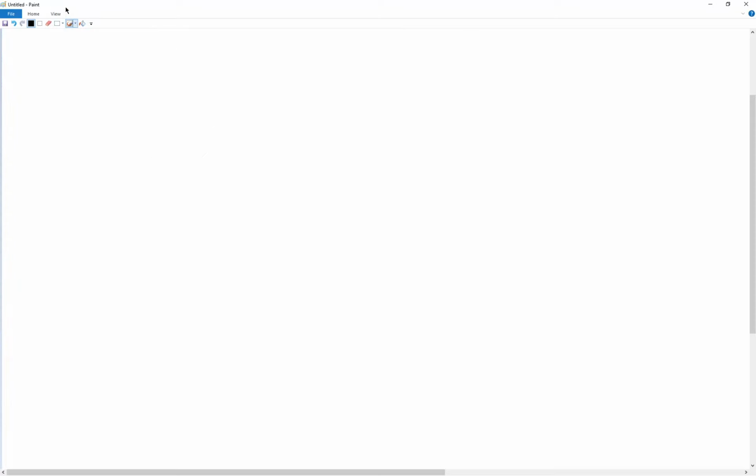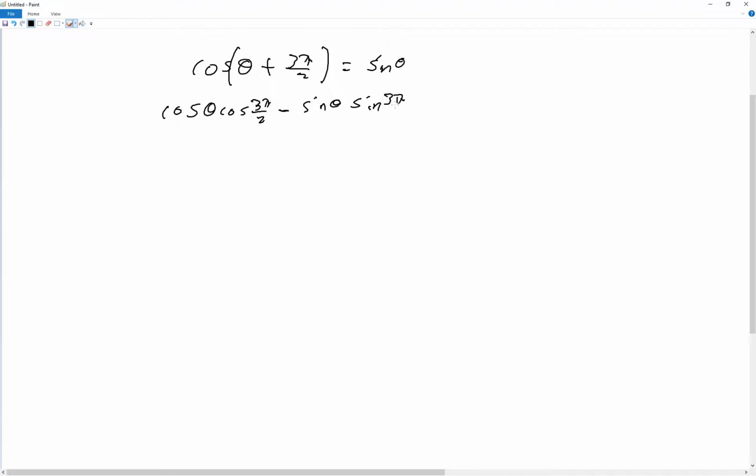Next question is establishing the following identity, which is cosine of theta plus 3 pi over 2 equals sine theta. We can work on the left side and split this into cosine theta times cosine 3 pi over 2. The sign changes: sine alpha, which is theta, times sine beta, sine 3 pi over 2.